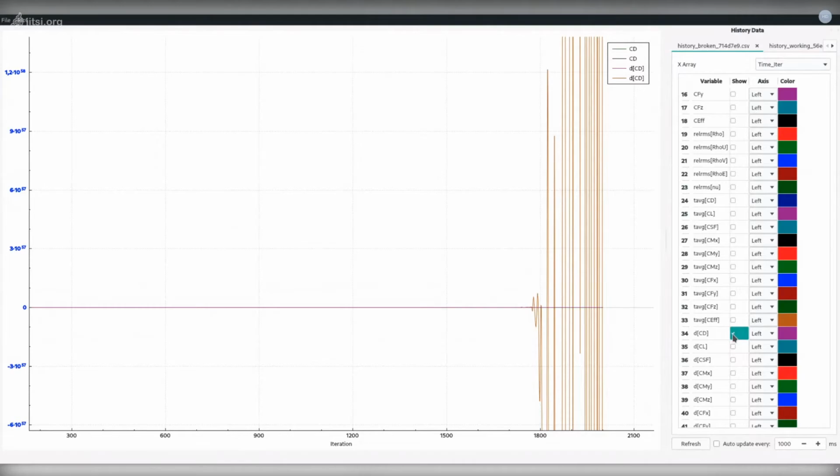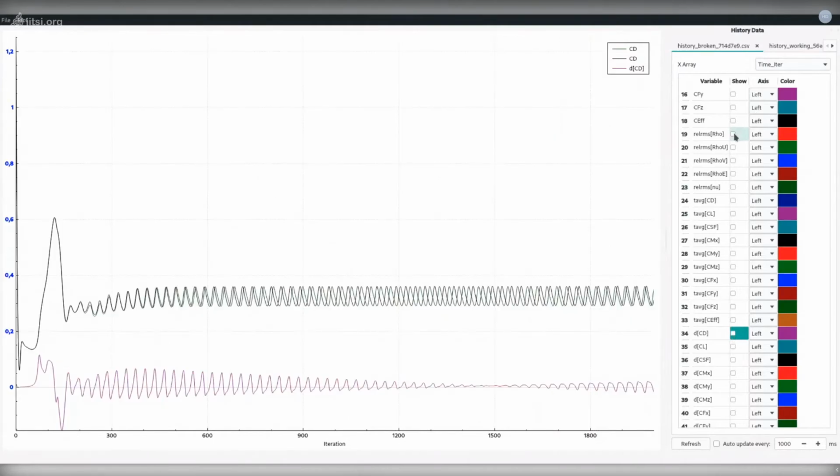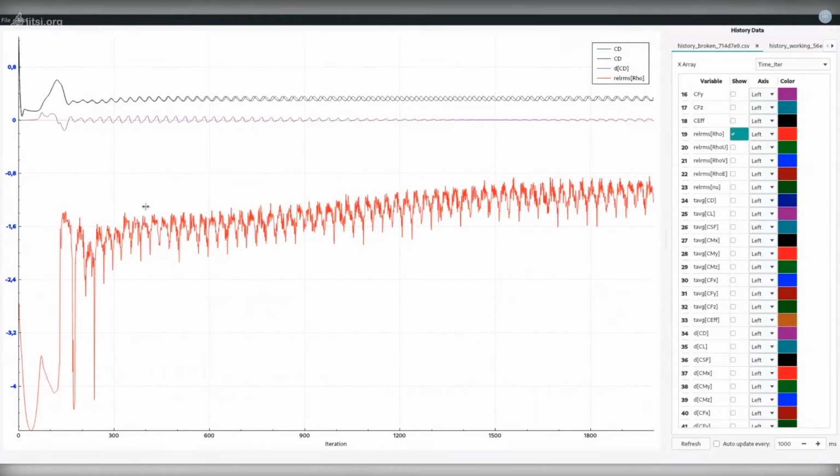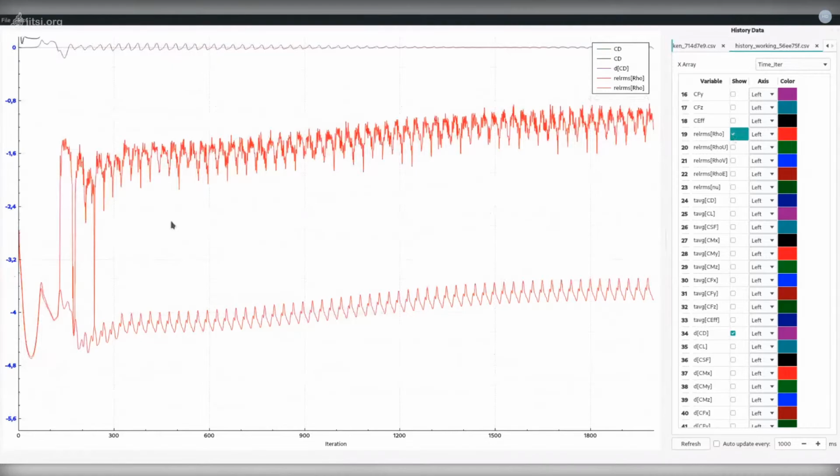And if we compare the residuals, here we have the residual of the broken, newer commit, and here we have the residual of the older commit. You can see that the convergence after this commit is much worse than before. So the exploding derivatives are definitely related to the residual here. Okay. So they're not able to converge to the same level, maybe with different settings.